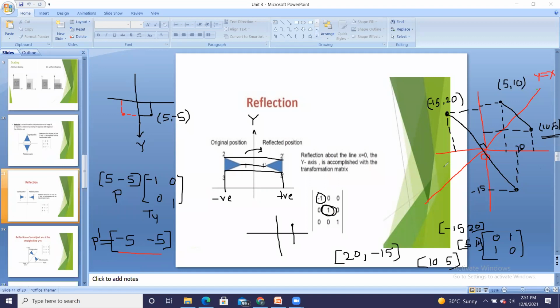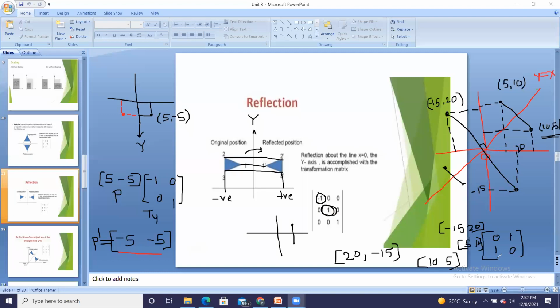And what happens with the third quadrant? If the point is here, then the reflection will lie somewhere here. So the third quadrant point will lie in the third quadrant itself. Only X and Y get interchanged, same as in this case, 5 becomes 10 and 10 becomes 5. Similarly, here also the same case will appear. Getting it?